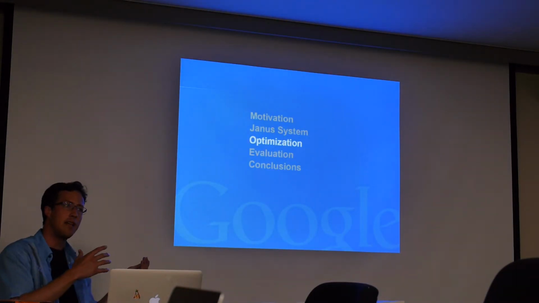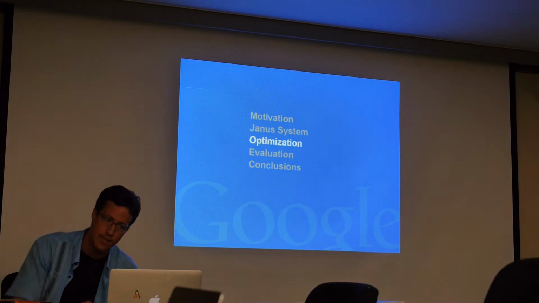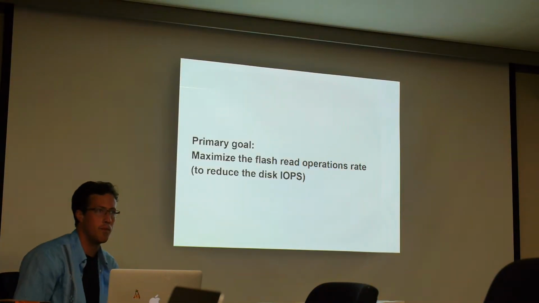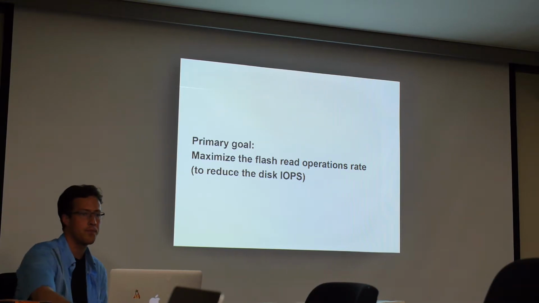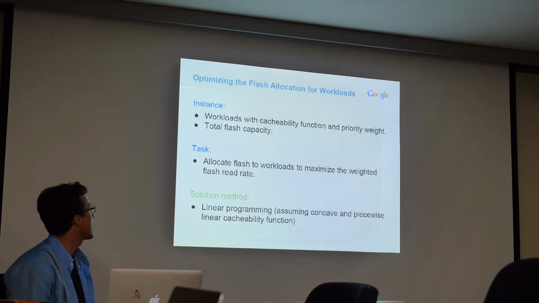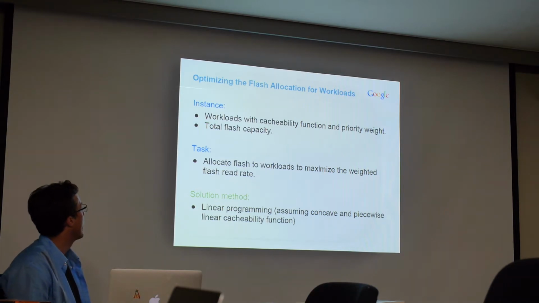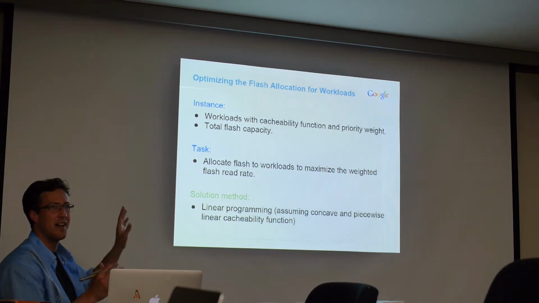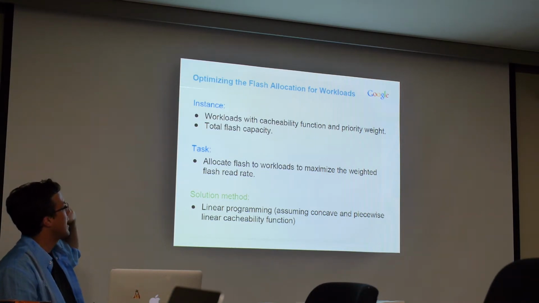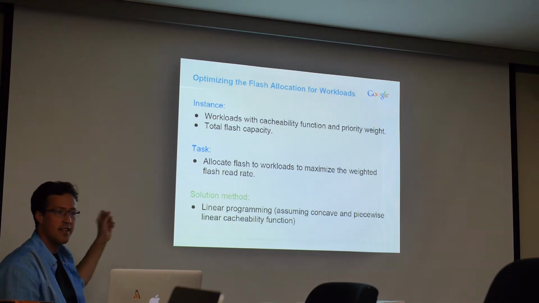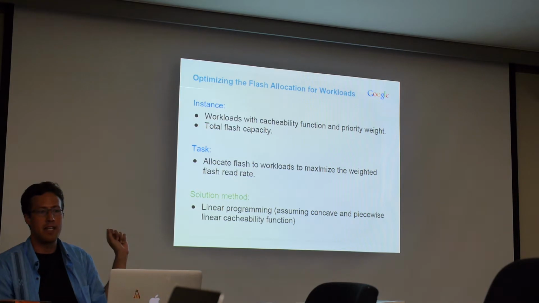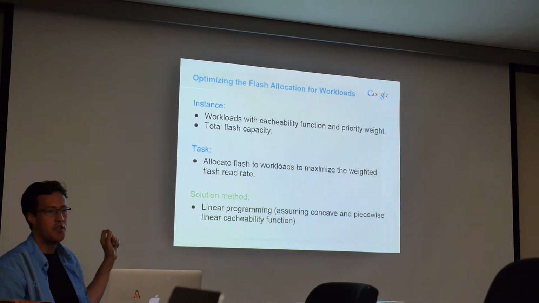So how do we take those different inputs and optimize the allocation of data to them? Well, we have a number of goals when doing this. Our primary goal is to maximize the flash read operations rate to reduce the disk IOPS. So in this case, we can write this up in an operations research syntax where we have an instance: workloads with cacheability functions and priority weight, and the total flash capacity that we have. Our task is to allocate flash to workloads to maximize the weighted flash read rate. And the solution method is simply linear programming.